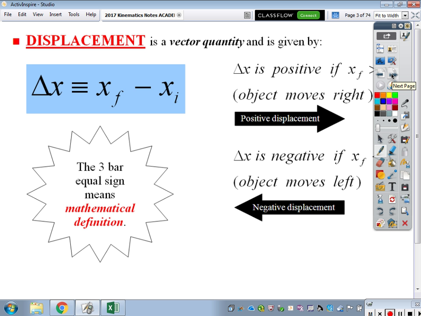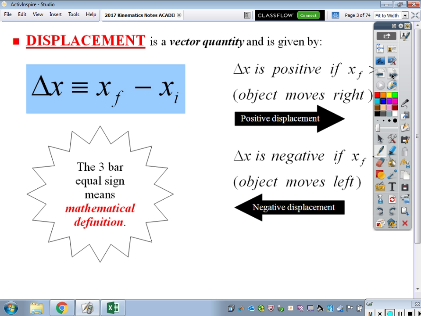Now, displacement is defined mathematically. Okay? The 3-barred equal sign that you see there, I'm going to venture a guess that most of you have probably not seen that before. It's just notation to say that this is a term whose definition is mathematical in nature. Are you going to write a 3-bar equal sign when we go to solve this? No. You will still use your standard 2-bar equal sign. But just know that displacement is a term that is defined mathematically.